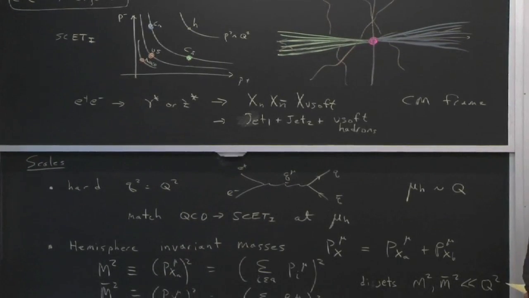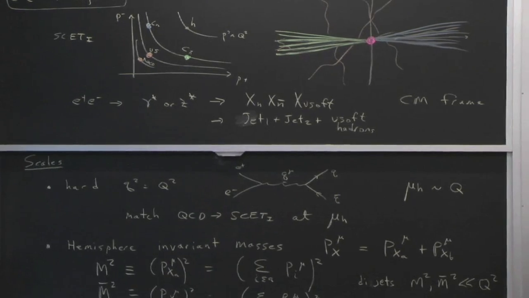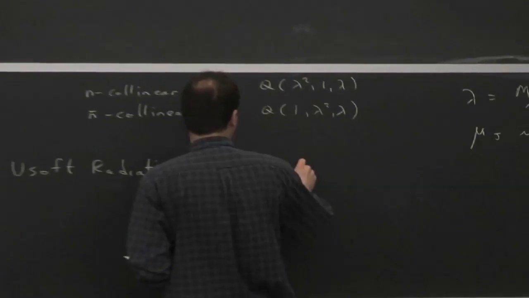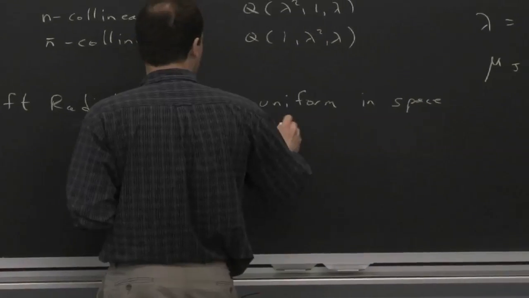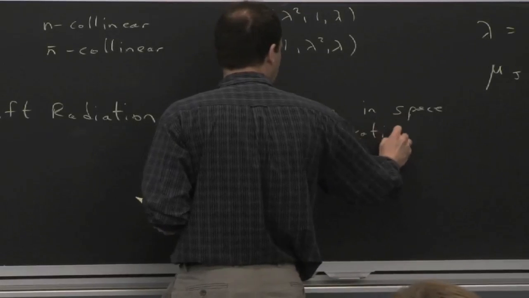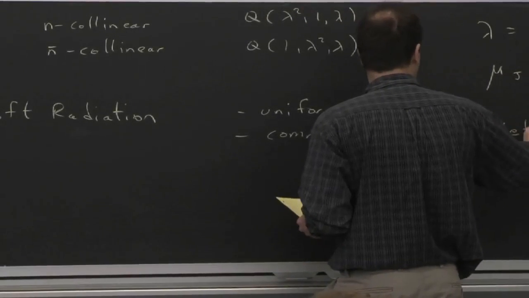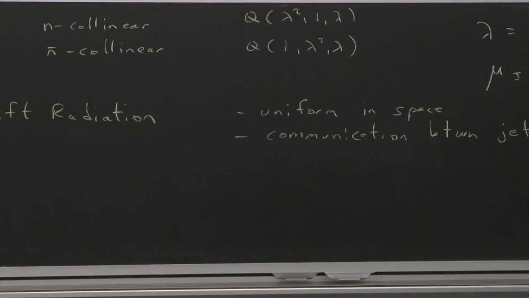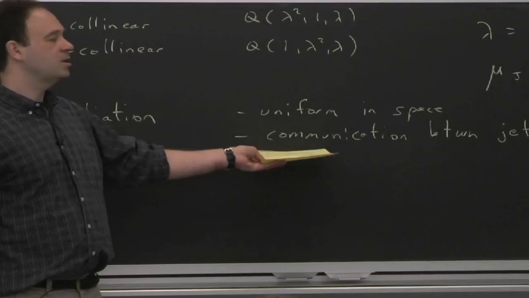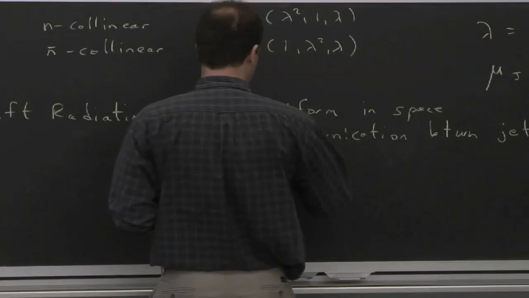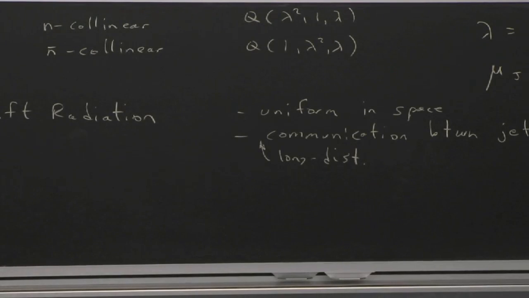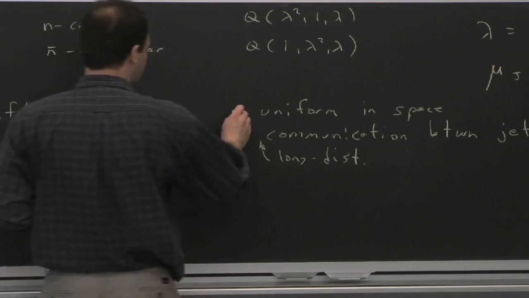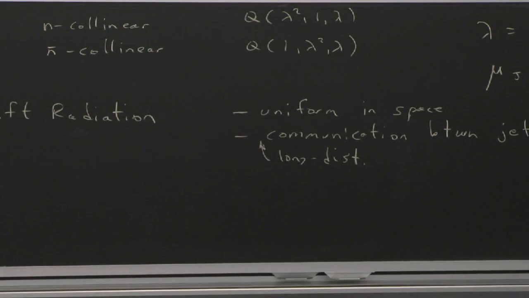So then there's the ultrasoft radiation, which, being ultrasoft, is uniform. It's not collimated in any direction. It's the thing that gives you the communication between the jets. The jets are going to decouple from each other in the sense that interactions directly between the n collinear and n bar collinear modes are all going into the pink dot. But there can be long-distance communication between the jets caused by the ultrasoft modes. So really what I mean here is long-distance communication. Short-distance communication can happen too.